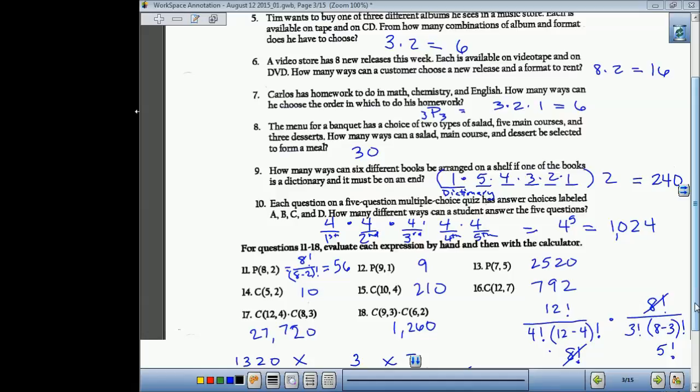Alright, we're back now. We're going to talk about numbers 9 and number 10. Number 9, how many different ways can 6 different books be arranged on a shelf if one of the books is a dictionary and it must be on an end? Okay, so here in this picture I have the dictionary on the left end. So there's only one choice right here. This is a dictionary, which leaves 5, 4, 3, 2, 1. It didn't specify which end the dictionary had to be on. So the dictionary could be on the left end or on the right end, which would double this, right? So that's why we get the 240. Because the dictionary could be on either end.